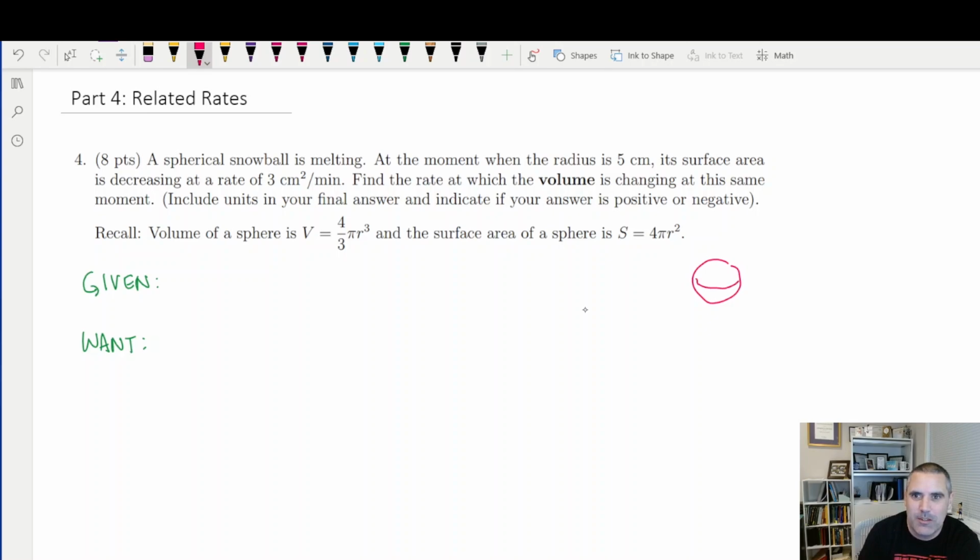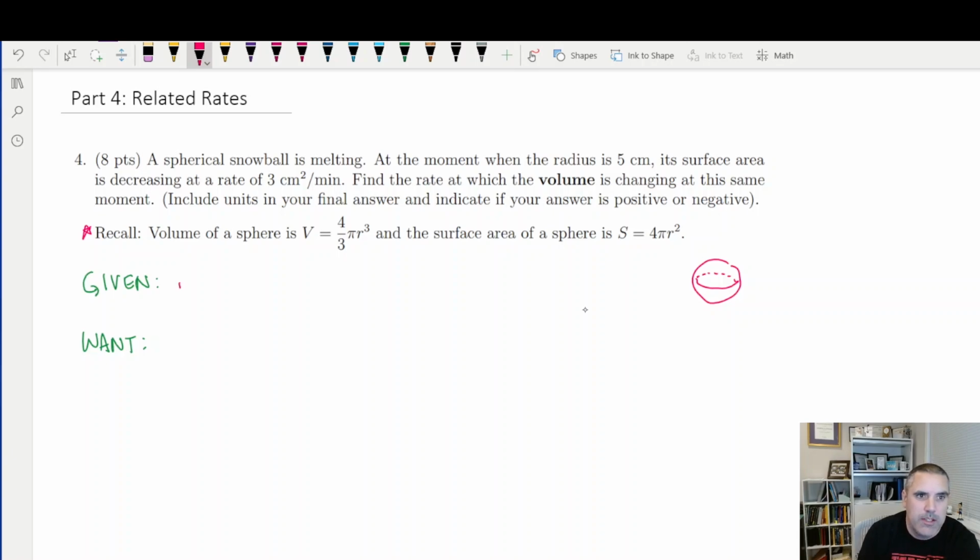Did that really help me to draw that? Not that much, but it's engaging my brain. It's reinforcing that I read and saw that it was a sphere. So I'm expecting you need some sphere formulas. Looks like I was particularly nice because I reminded everyone what they were. At the moment when the radius is 5, its surface area is decreasing.